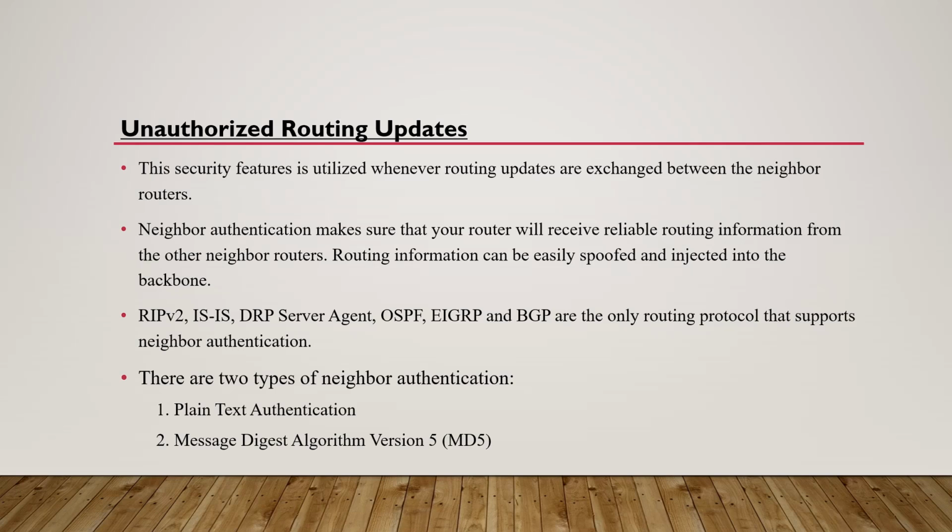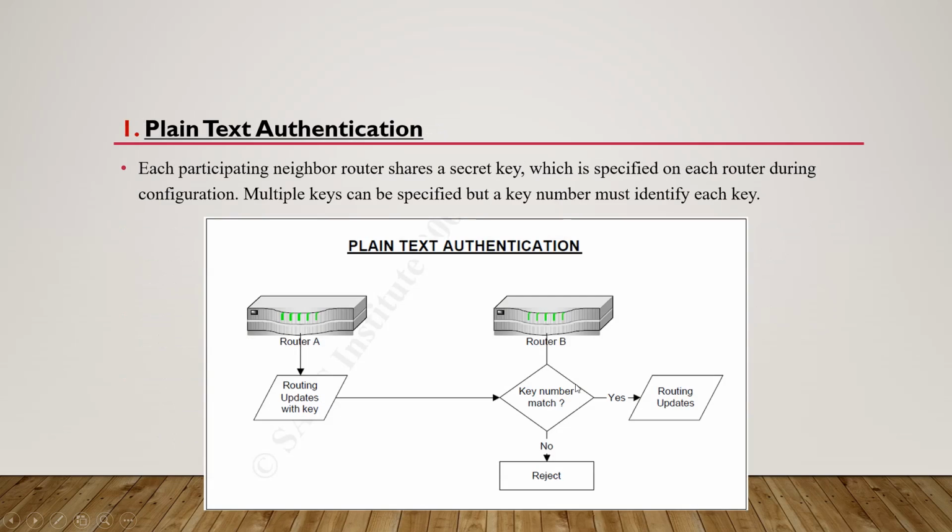So there are two types of neighbor authentication: plain text authentication and MD5, message digest algorithm version 5. So let's see what plain text authentication is. Each participating neighbor shares a secret key, which is specified on each router during configuration. Multiple keys can be specified, but a number must identify each key. For example, let's see the below diagram.